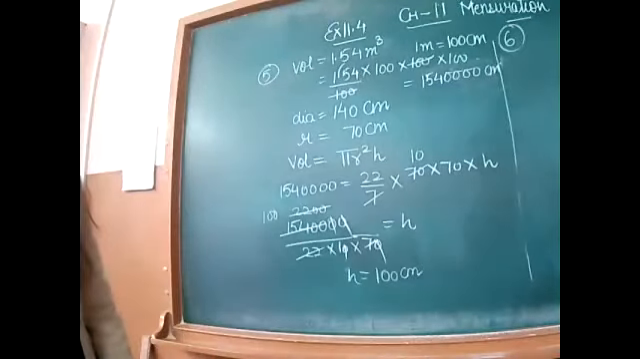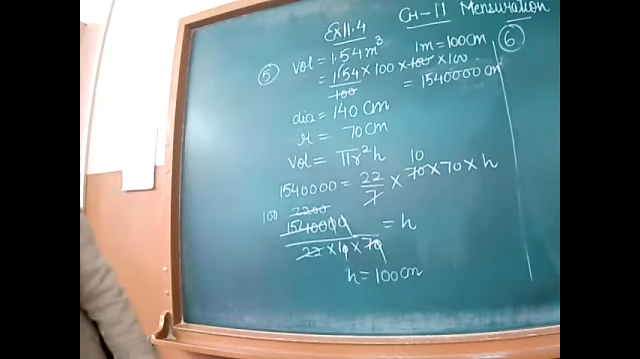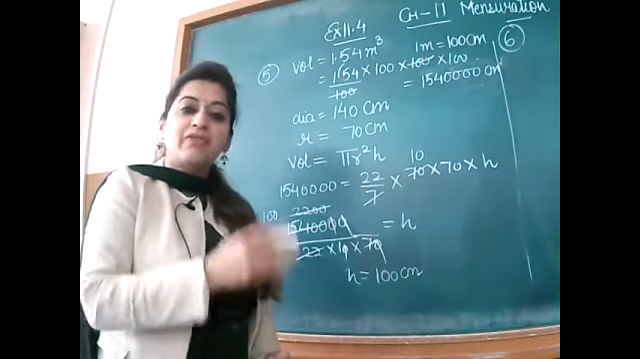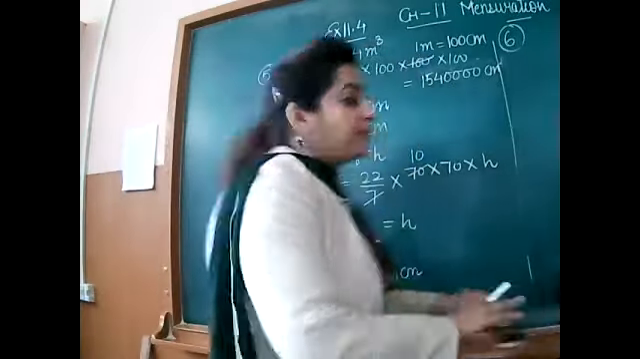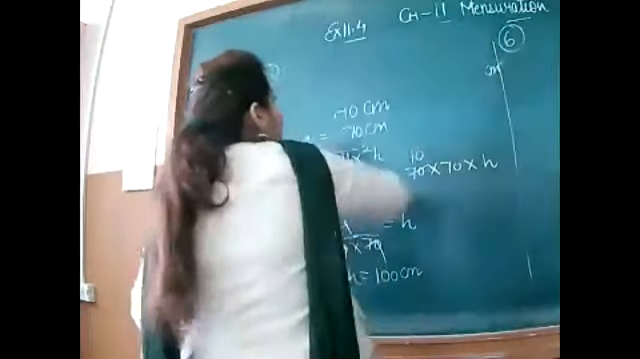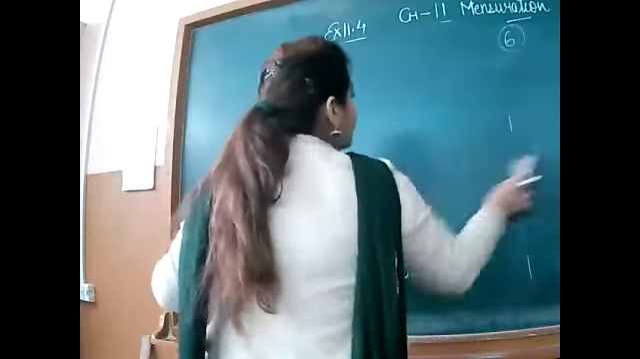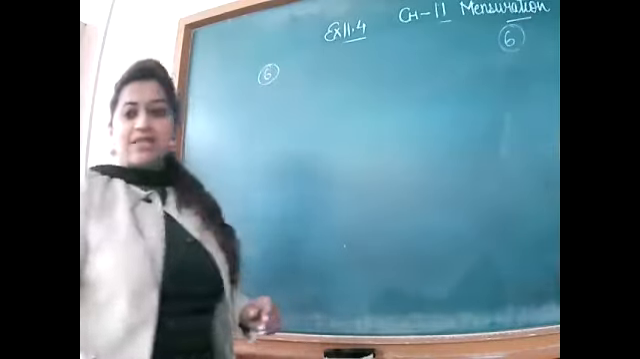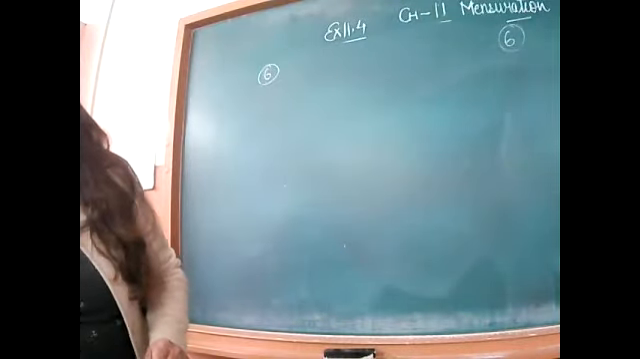Okay. Question number 6. A milk tank is in the form of a cylinder, whose radius and length are given. Find the quantity of milk in liters that can be stored in the tank. Quantity of milk that can be contained means you have to find the volume of the tank, and the answer you have to give in liters. So we will convert it later, but we will start from the same unit as given in the question.